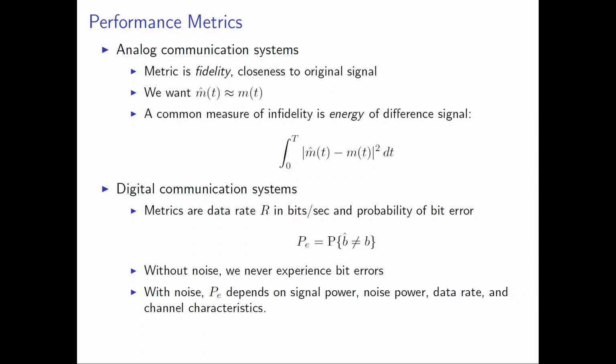I sent 100 bits. One bit was received in error, and the remaining ones were received successfully. What's the probability of error in this case? 1 over 100, because I transmitted 100 bits. How many bits in error? 1. So 1 over 100, a 1% error probability you have in your system.